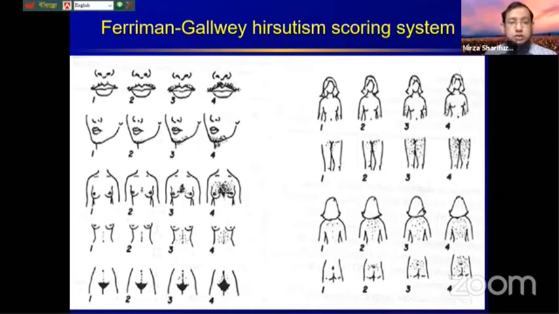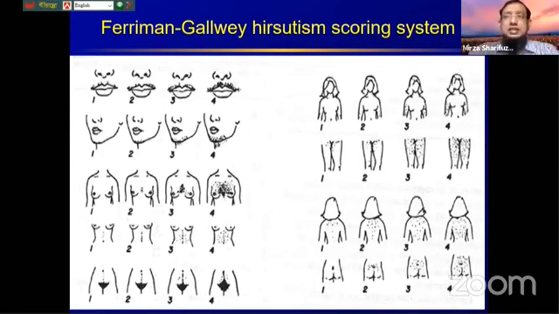You may not need to learn the detail, but you have to know that there is a scoring system in 9 different parts of the body, and scoring from each side from 1 to 4. 1 is the least amount of hair, and 4 is the maximum amount of hair, like a normal adult male. So if you add together, it will let you know the severity of the hirsutism.